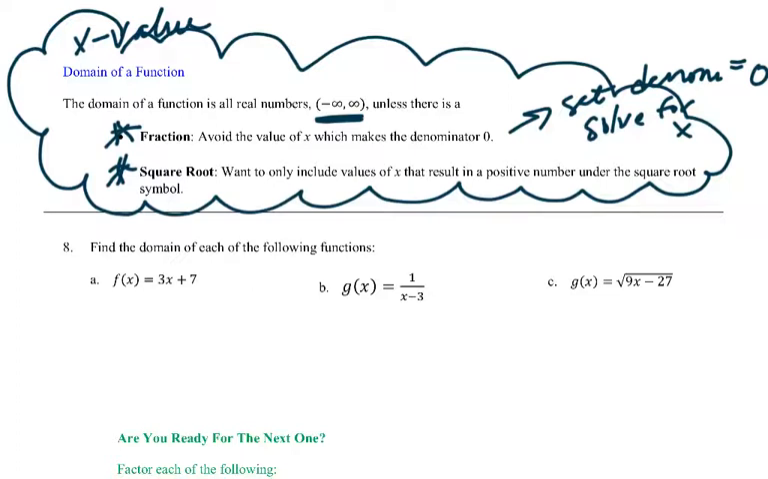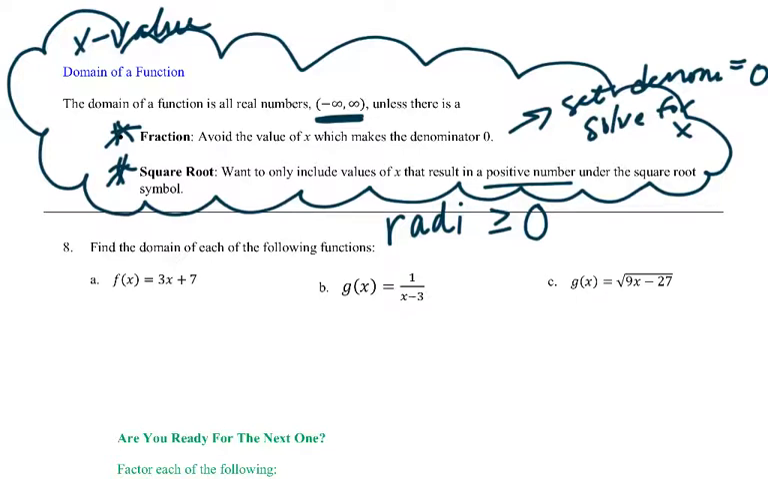The second stipulation is that if we have a square root, we want to only include values of x that result in a non-negative number under the square root symbol. So in this case, we take whatever's in the radicand, or under the radical sign, and we set that to be greater than or equal to 0. So I'm going to write radicand has to be greater than or equal to 0. These are the tools that we're going to use to help us determine the domains of different functions.